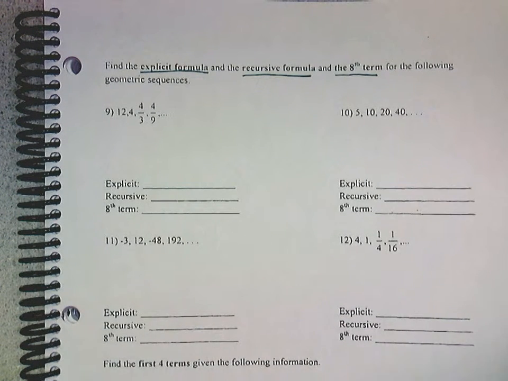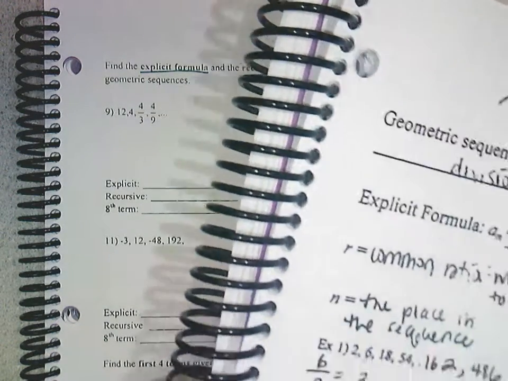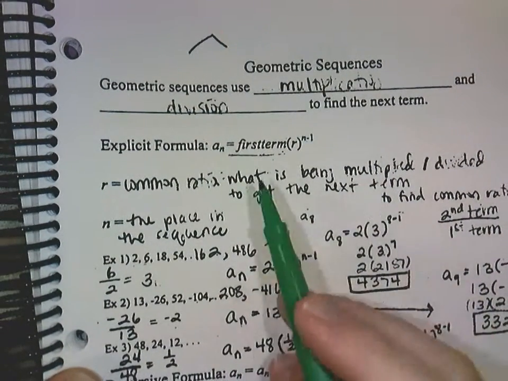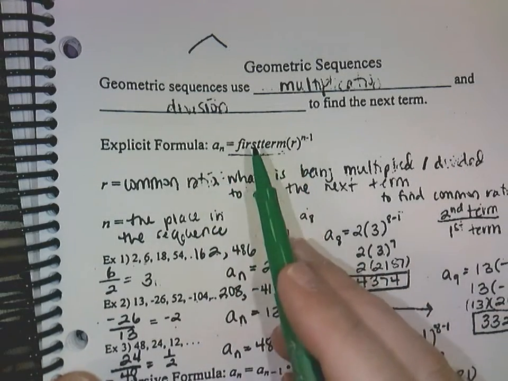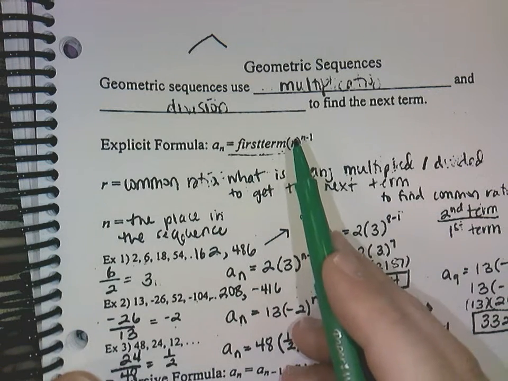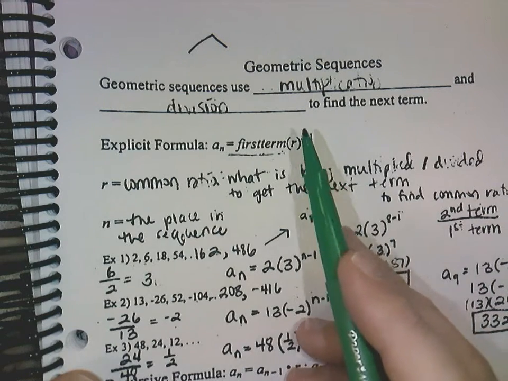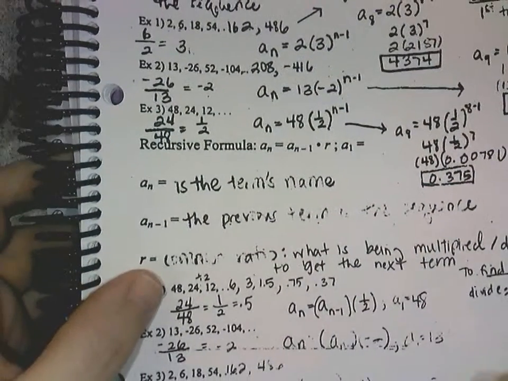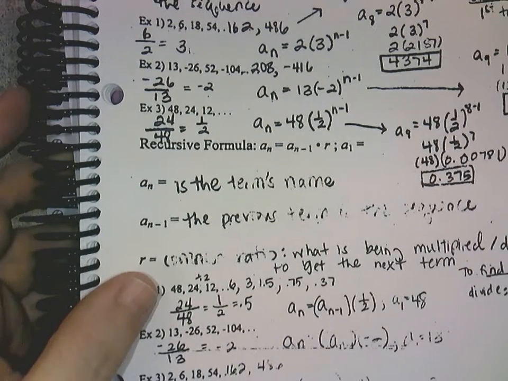Okay. So when we talk about the explicit formula with geometric sequences, they have a little bit different formula than the arithmetic. The explicit formula for geometric is a sub n is equal to the first term times your common ratio, which is the number you're multiplying or dividing by, raised to the n minus 1 power. The recursive formula is essentially the same, except instead of adding a common difference, you are multiplying by your common ratio, the number you're multiplying or dividing by.